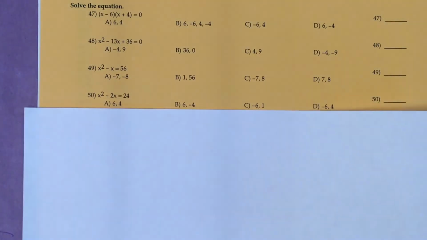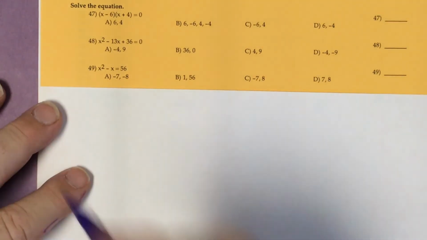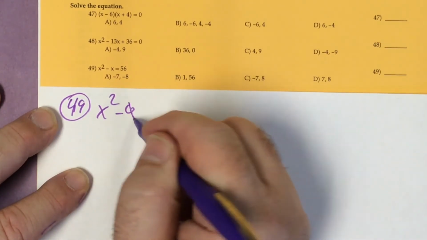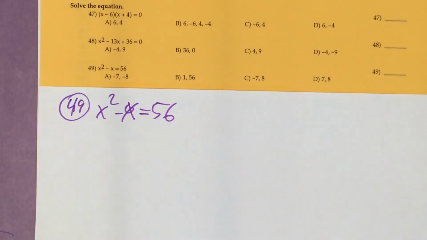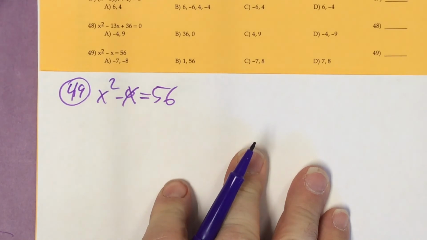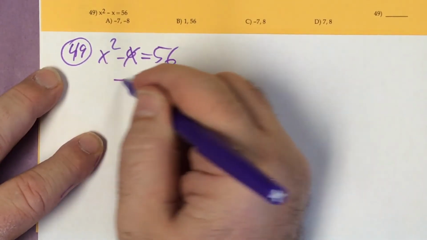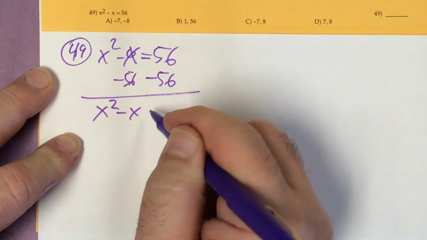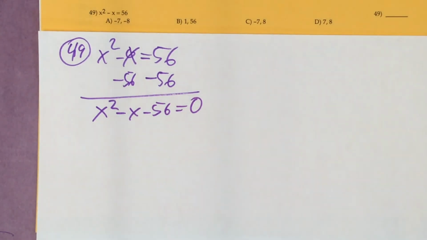Two more questions. Now, this question you may kind of see. In question 49, what makes this tricky, we're going to have x squared minus x equals 56. If we're going to solve a quadratic equation, we must get it equal to 0. So what I'm going to do to solve this first is I'm going to subtract 56 from both sides. And that's going to give me x squared minus x minus 56 is equal to 0.